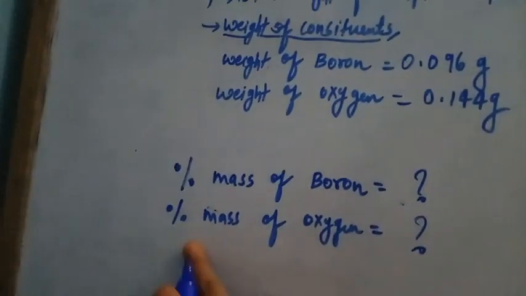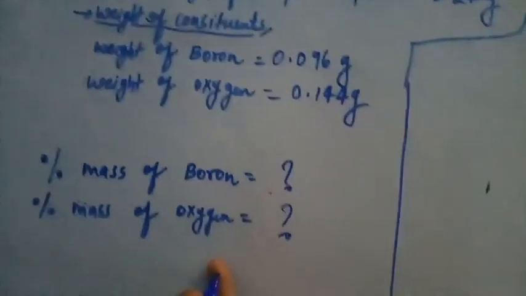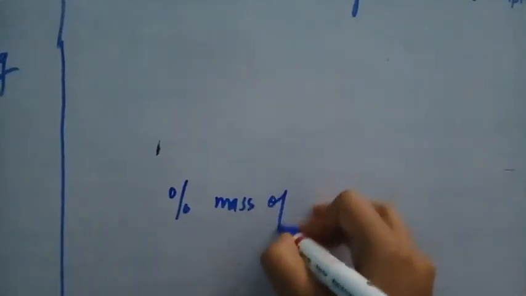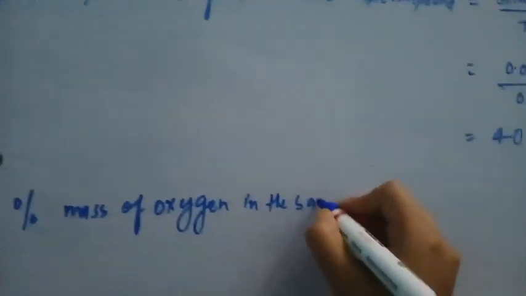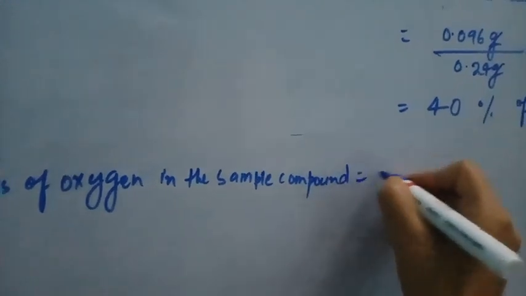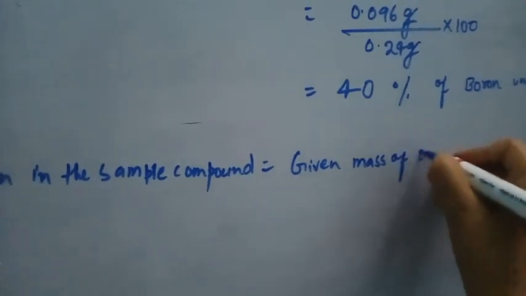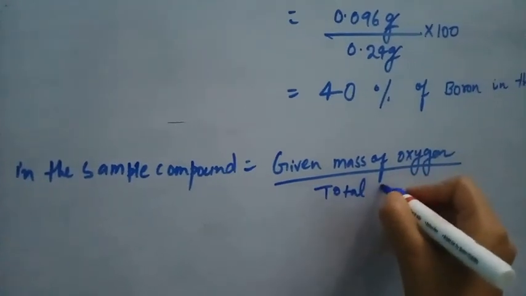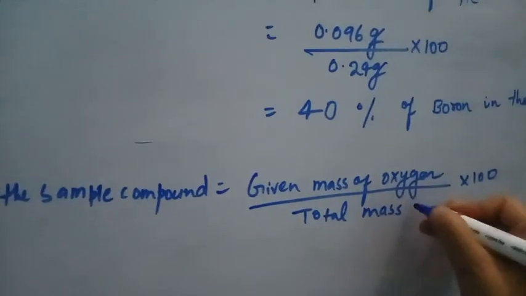Similarly, we have to calculate the other composition percentage by mass, that is, the percentage mass of oxygen. So similarly, we will write percentage mass of oxygen in the sample compound is equal to given mass of oxygen divided by total mass into 100. Total mass of sample, you can write.